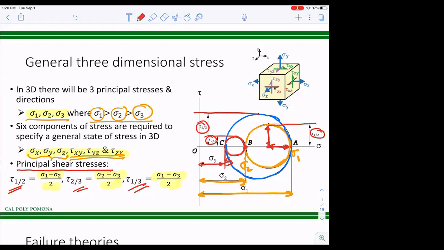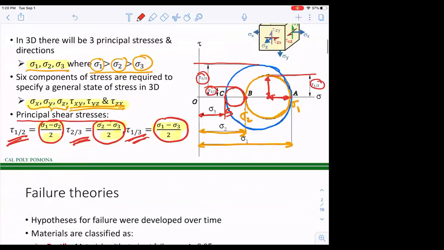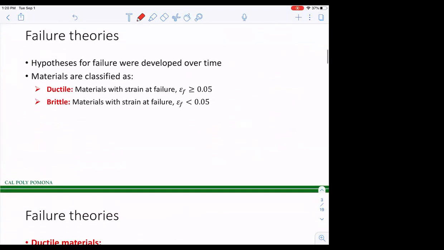So all these maximum shear stresses are nothing but the radii of the 3 circles you see here. Okay, and you can calculate them using these principal stress values. All right, so this is in 3D. So we will be using these principal stresses and maximum shear stresses a lot. Now let's look at failure theories.